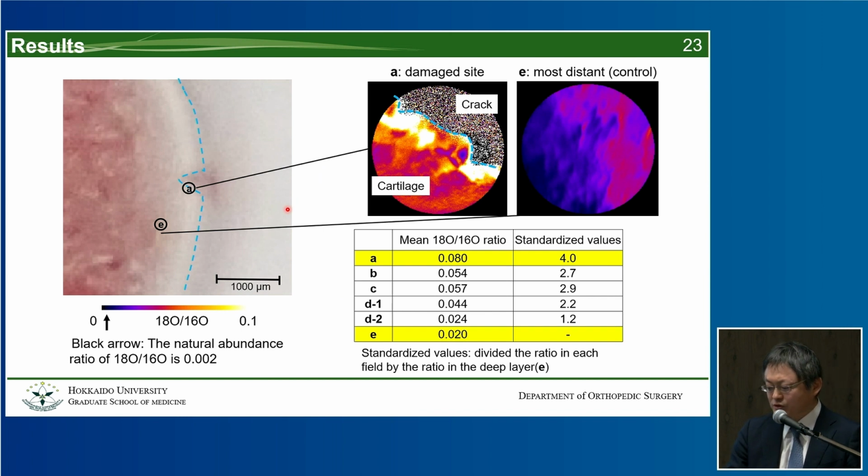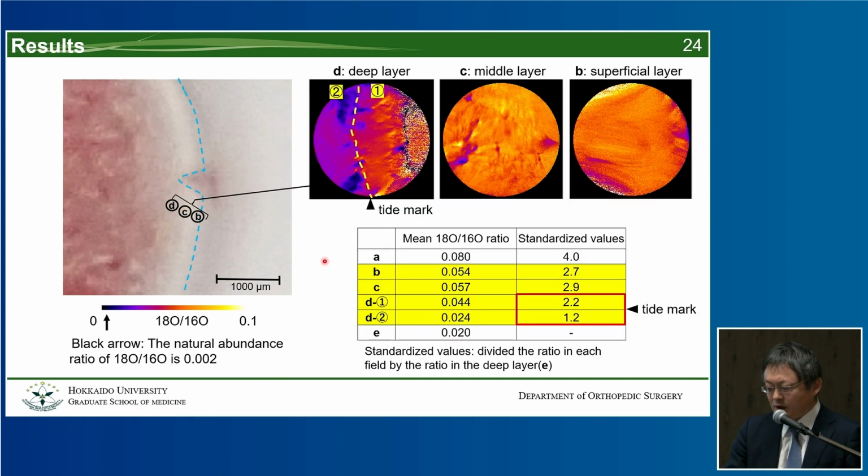The distribution of the isotope ratio is indicated by the color scale. The area near the damage had the highest isotope ratio here, approximately 4 times higher than that of the most distant area here. The upper side is a crack and the bottom side shows the cartilage tissue.